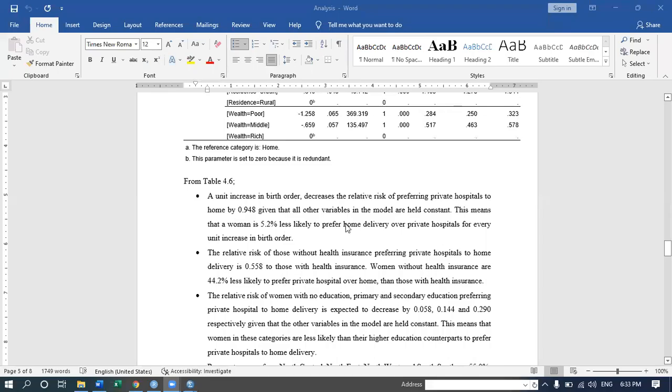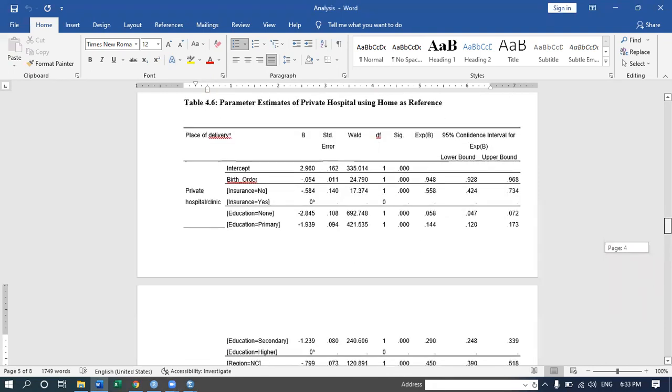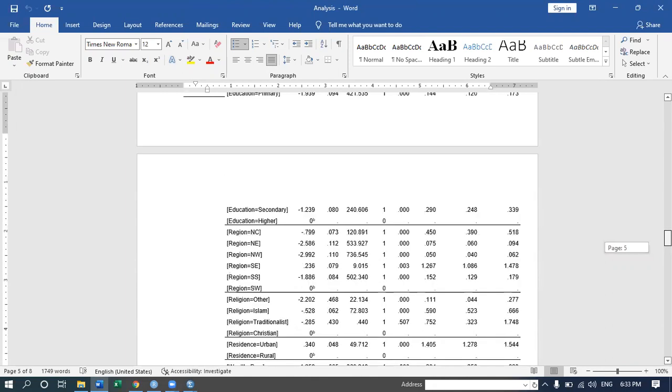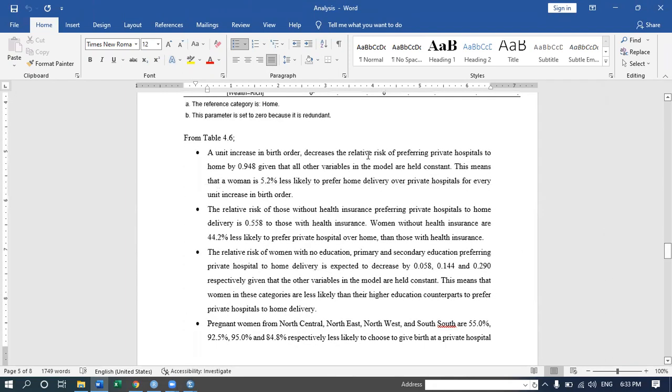Let's continue sharing. Now, please take note of this. This is surely a mistake. Remember, I told you that we are comparing, our reference level is home. So we are comparing private to home, and we are comparing government hospital to home. So the interpretation should always be private to home. So this was to be private hospitals.